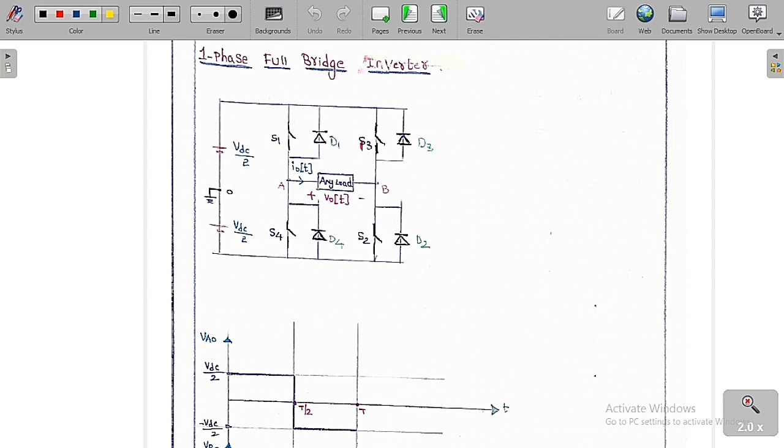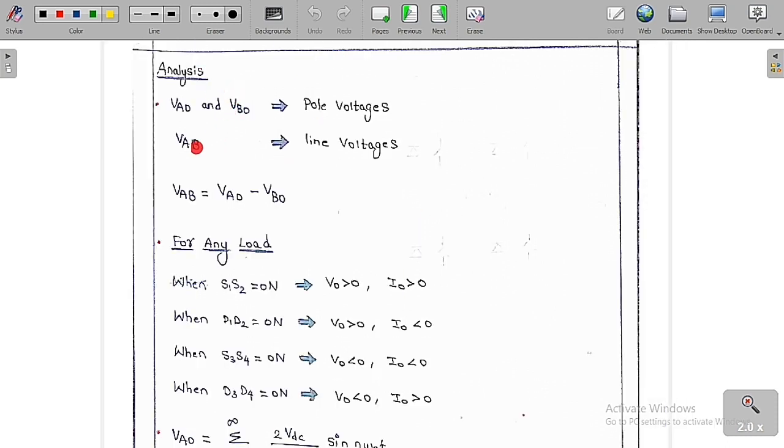So now we are going to analyze this circuit. Let me take two points A and B. In the analysis, VA0 and VB0 are called the pole voltages, whereas VAB is called the line voltage, or simply the voltage across the load.